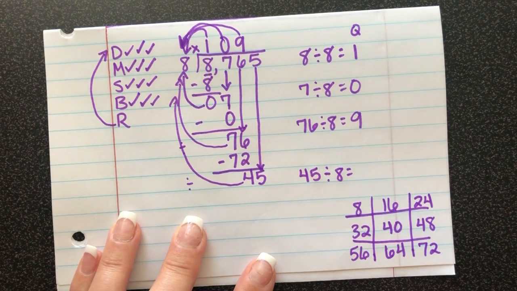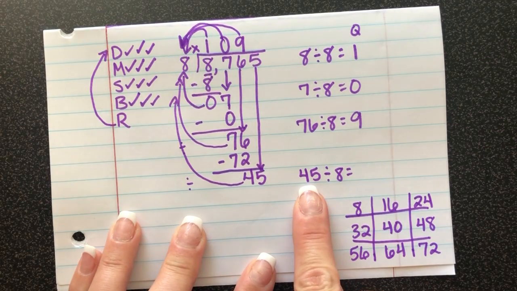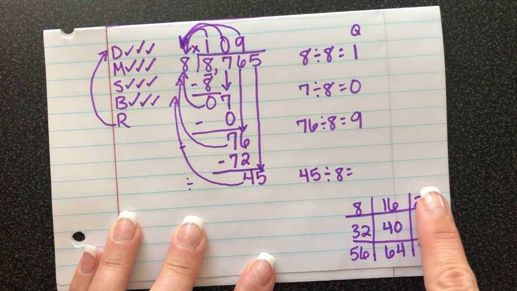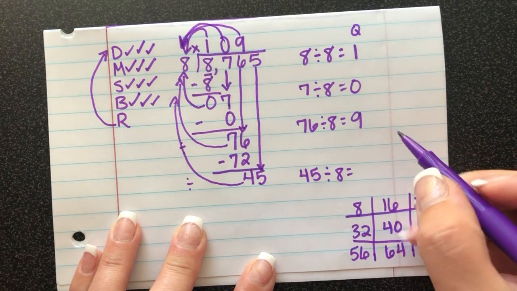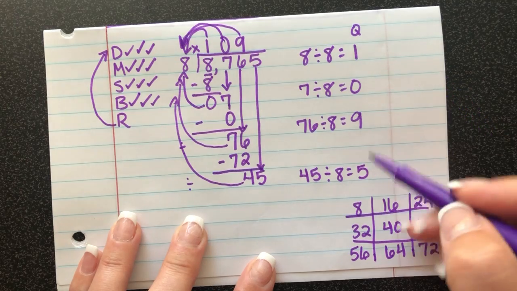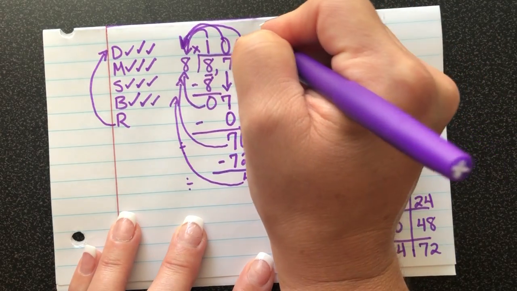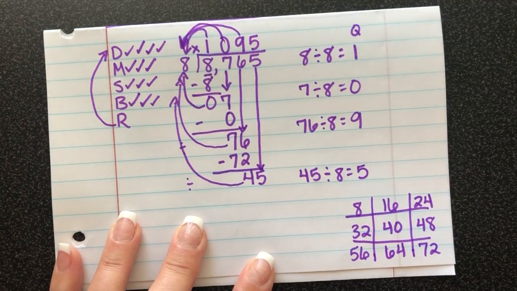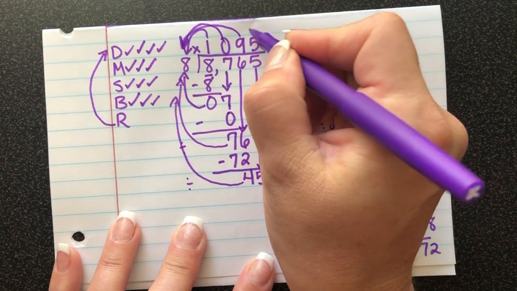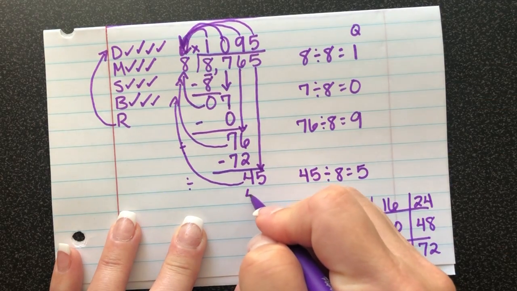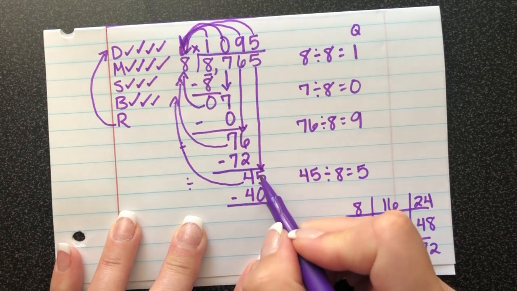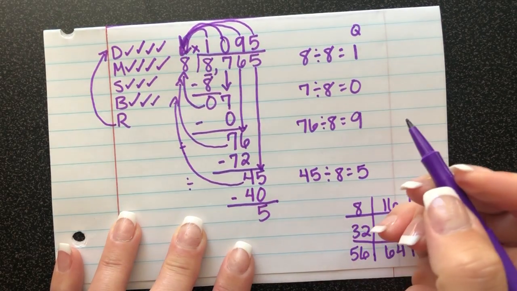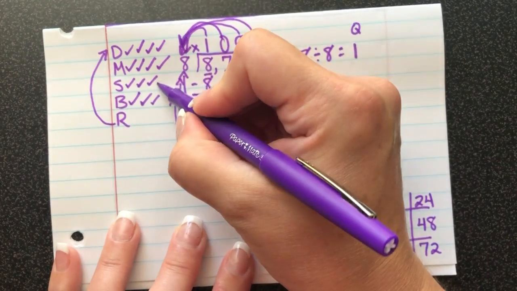Okay, so if I look at my hashtag, I don't see a 45. That's because 45 can't be divided by 8 evenly. But I do see 40. Okay, 40 is as close as I can get to 45 without going over 45. So that's 1, 2, 3, 4, 5 groups. So we're going to say that 45 divided by 8 is going to be 5. That quotient is going up here where quotients go, and I've divided again. Now I need to multiply, so I'm going to take the 5 and multiply it times the 8, which is 40. Okay, so we've multiplied. Now I need to subtract it. 5 minus 0 is 5, and 4 minus 4 is 0. Okay, so now we're left with 5.